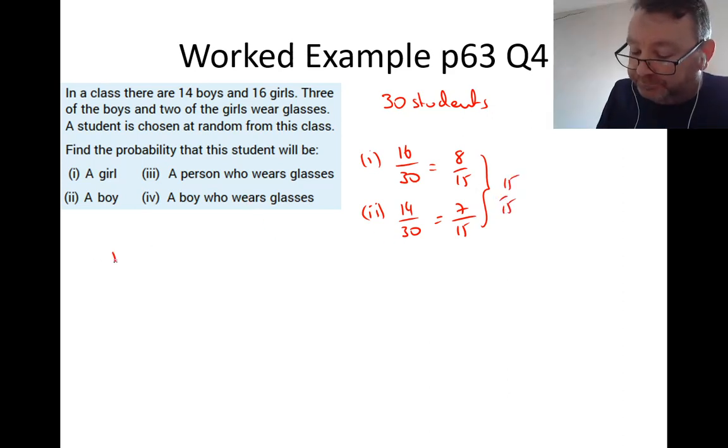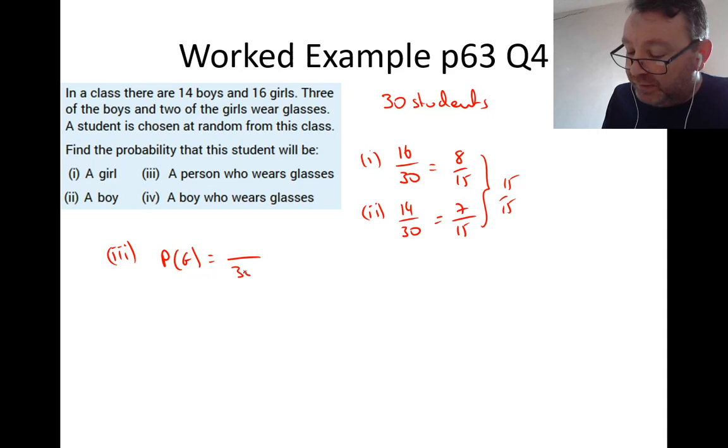Number 3, what's the probability that this student will be a person who wears glasses? So the probability of somebody wearing glasses, P of G, and I suppose I should be writing down the terminology as well. A probability of a person wearing glasses. So out of the 30, how many wear glasses? Well, it tells you here 3 of the boys and 2 of the girls wear glasses. Collectively 5. So it's a sixth.